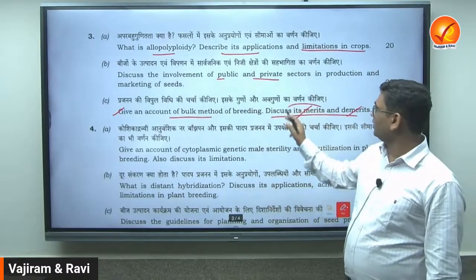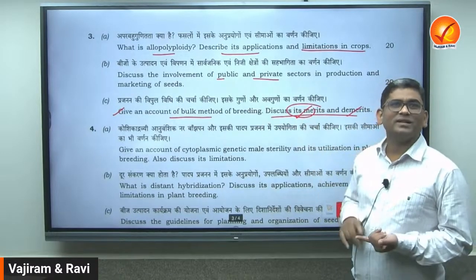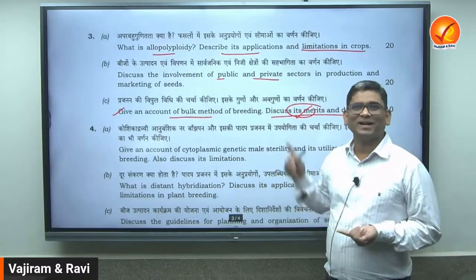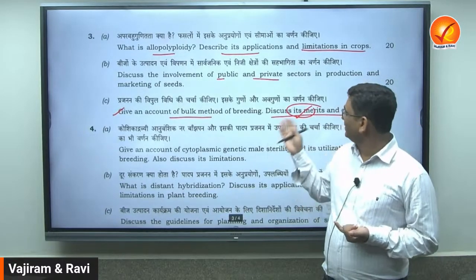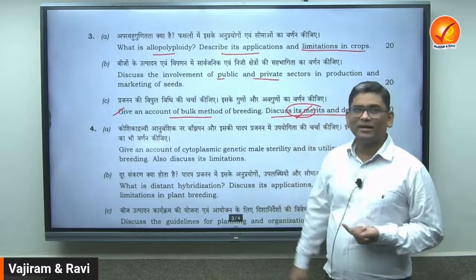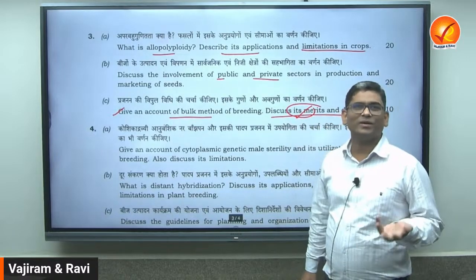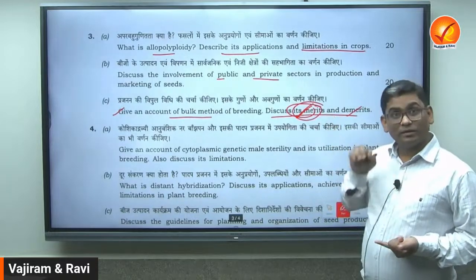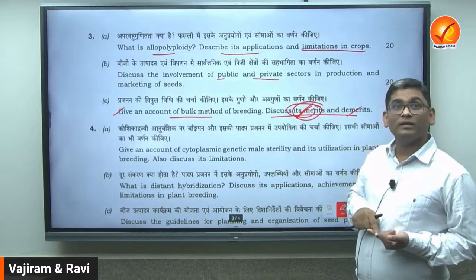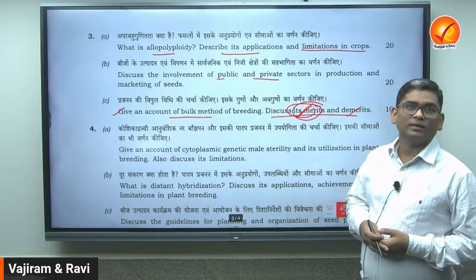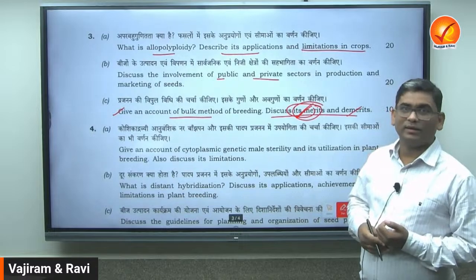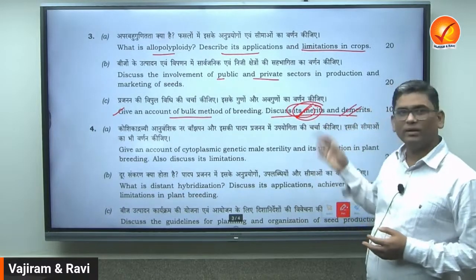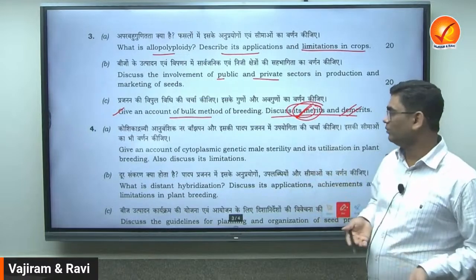In bulk method we are not doing any crossing, so there are fewer chances of getting some new character. Another important thing is about its demerits: in bulk method you will not get anything new. In merits, what will be there? Genetic base will be good in this case, not like your pure line selection. Here genetic base will be okay, but yield will not be as much as in a hybrid. This is the con side of this.